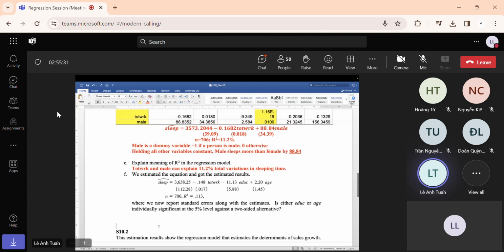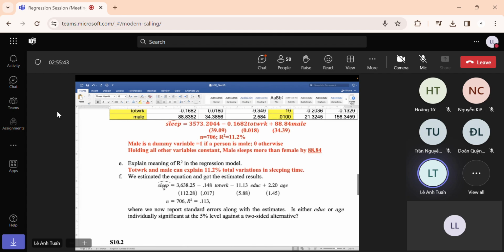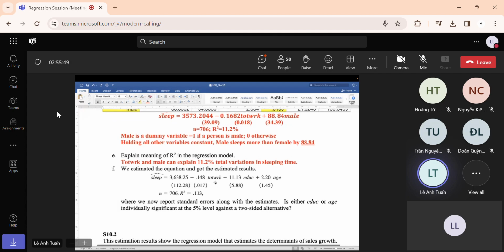And the last one. They asked us, they also estimated the equation and got the estimated result. In this equation, you can see we still have the effect of sleeping time, but now they add the total work, the education level, and the age. Now they would like to test whether the education level has a significant impact on sleeping time, or whether age has a significant impact on sleeping time or not.